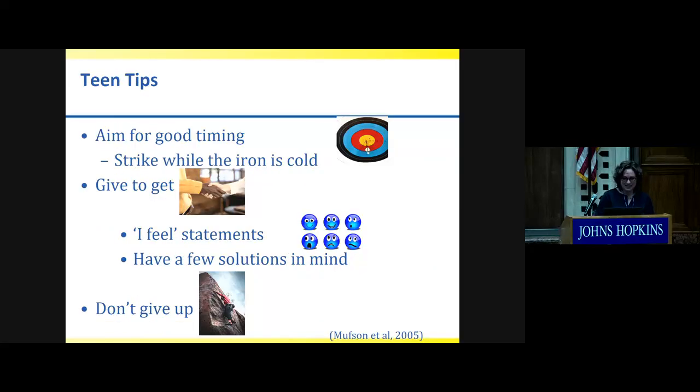So again, Laura Mufson with colleagues developed the teen tips. Aim for good timing, strike while the iron is cold, even if you have to suck it in a little when the iron is hot. This really is about perspective taking. When is a good time to have an important conversation? Not after your parent has a 12-hour shift at the ICU. Let's think about if your parent is tired, hungry, what mood they're in. Let's schedule an important conversation. Can we talk on Saturday at 2 o'clock, whatever.